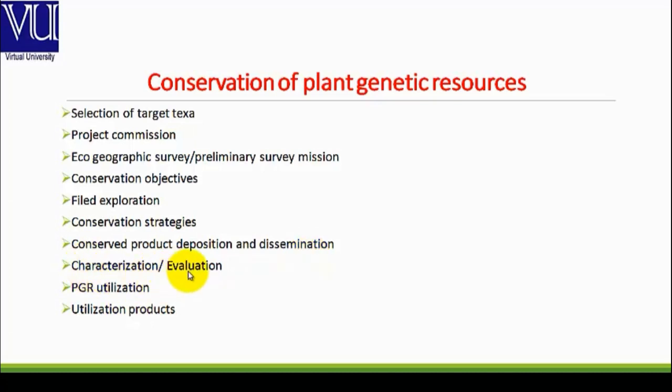After conservation, there is need for systematic evaluation of these conserved products in order to know their various morphological, physiological, and developmental characters, including some special features. Next steps are about utilization of these conserved products at commercial level and obtaining different products due to their utilization.